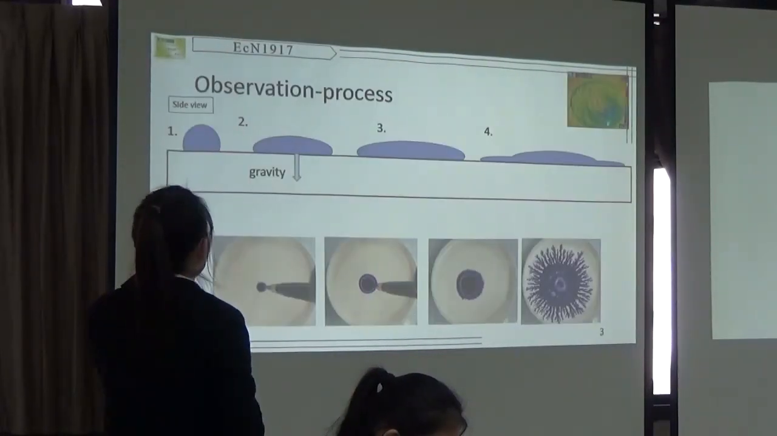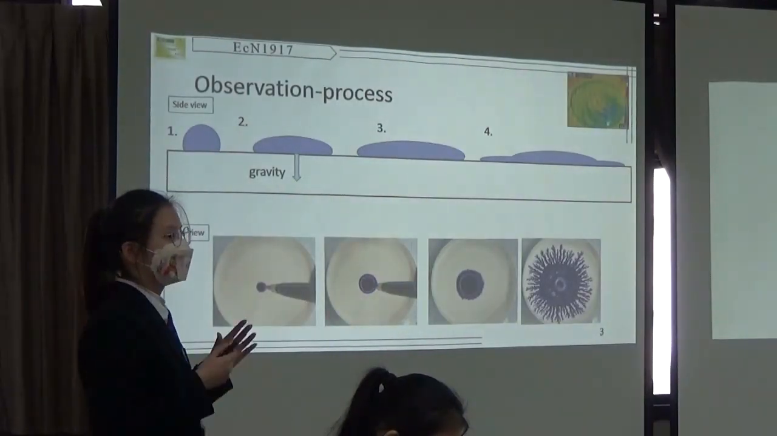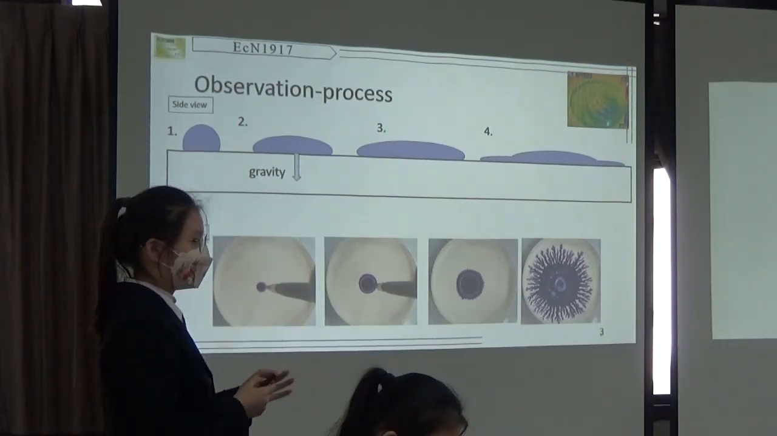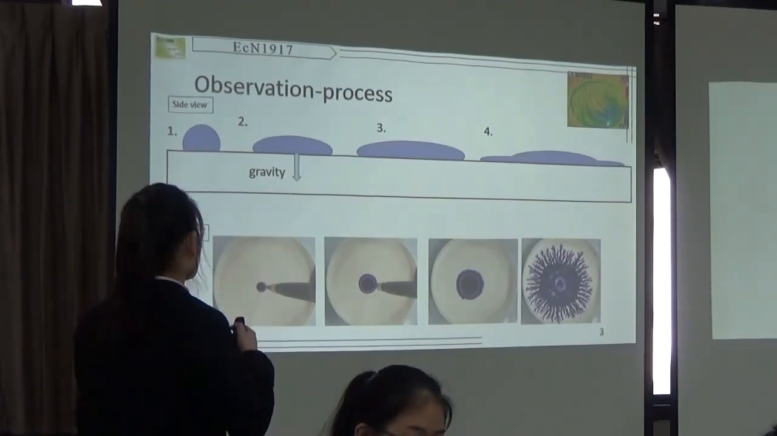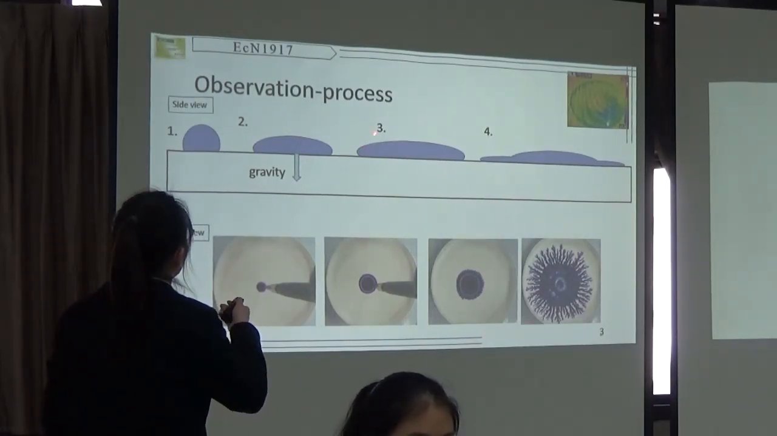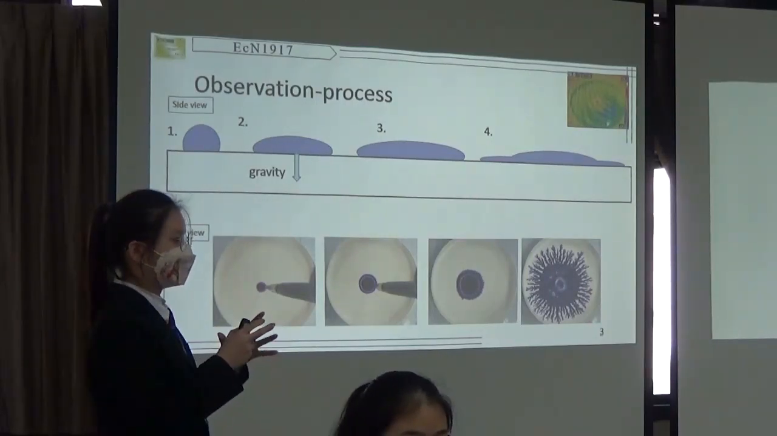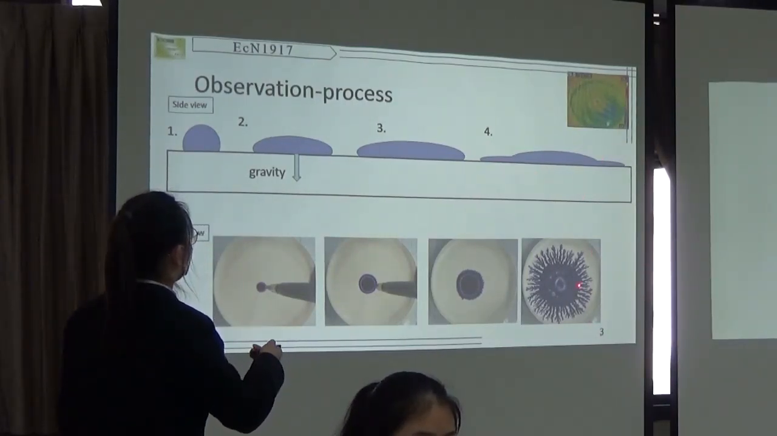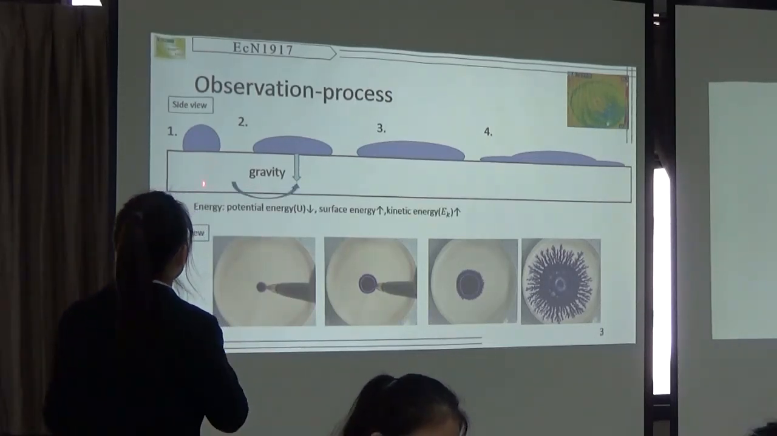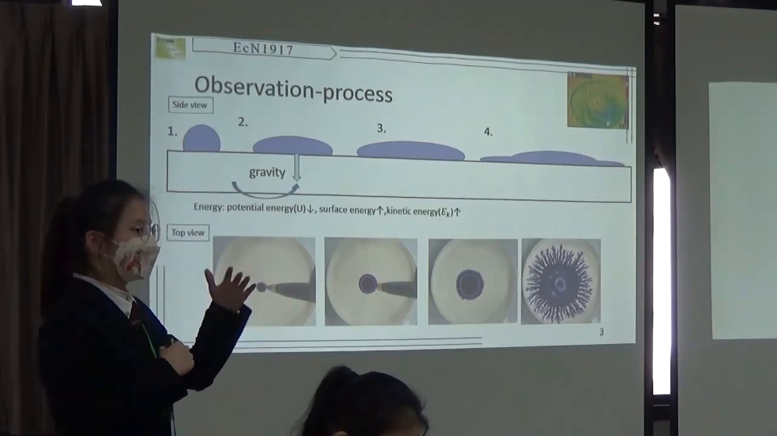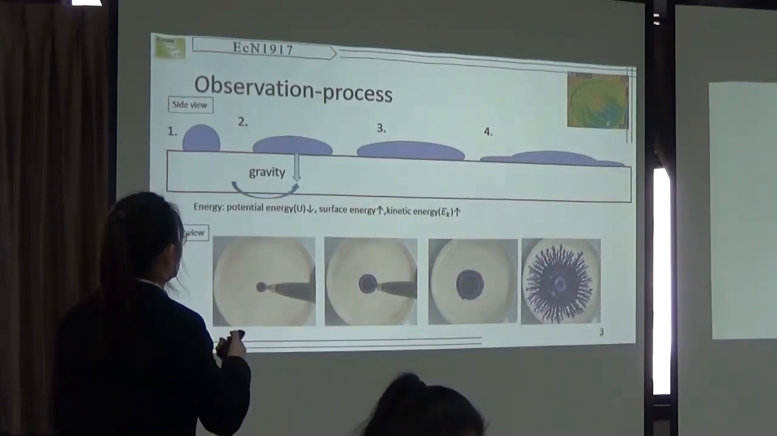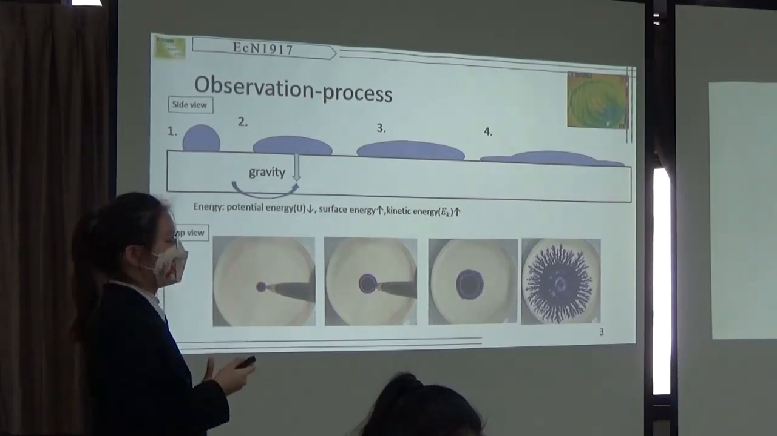And here's the process of it fractaling. First, we dilute isopropyl alcohol on the acrylic paint, and because of gravity, it will become thinner and expand the inner circle radius, and here it will expand the fingers. For the energy in this part, the potential energy decreases, the thickness decreases, the surface energy increases, and the kinetic energy increases.